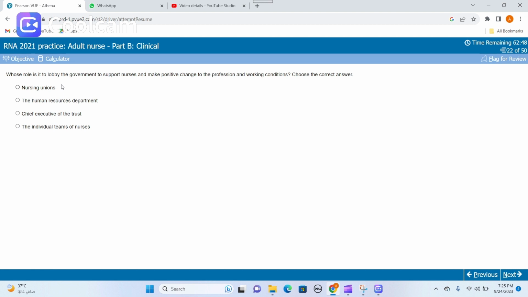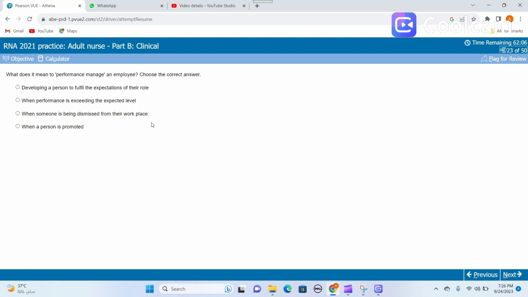Whose role is it to lobby the government to support nurses and make positive changes to the profession and working conditions? The nurse union. HR department, no, HR is not responsible for positive changes. Chief executive of the trust, no. The trust is not responsible for positive changes in working conditions. Individual teams of nurses, no. Union.